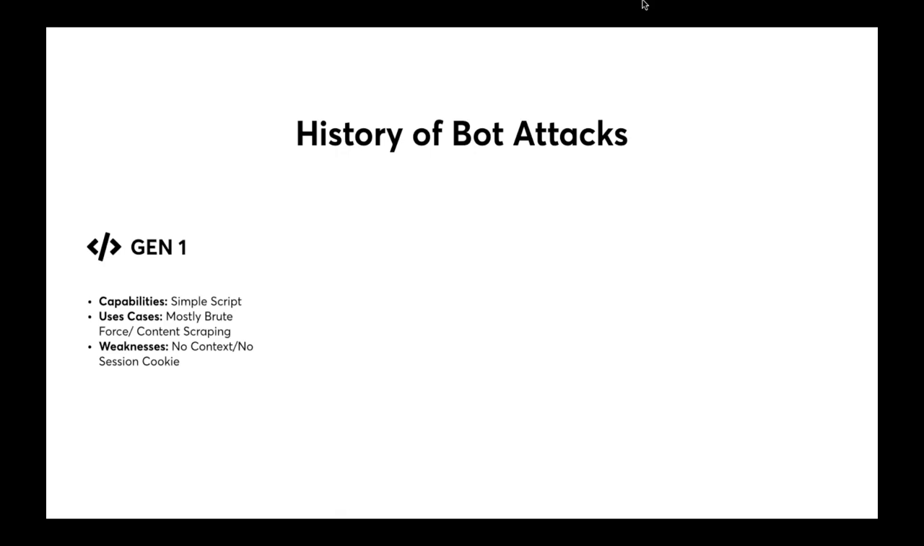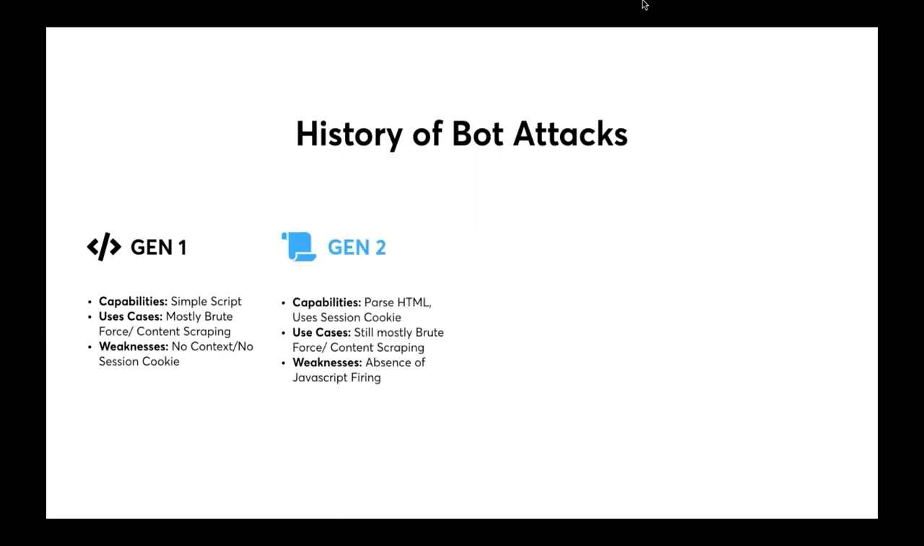So let's look at first generation. These bots were very simple. They were basic scripting tools. They didn't have the ability to store cookies or even execute JavaScript. Essentially, they didn't have the ability to perform like a real browser would. Their primary function was to do brute force attacks or scrape content, making their attacks extremely easy to spot. And because they don't possess the capabilities of a real web browser, they have no context. So they're the easiest to detect since they can't maintain cookies.